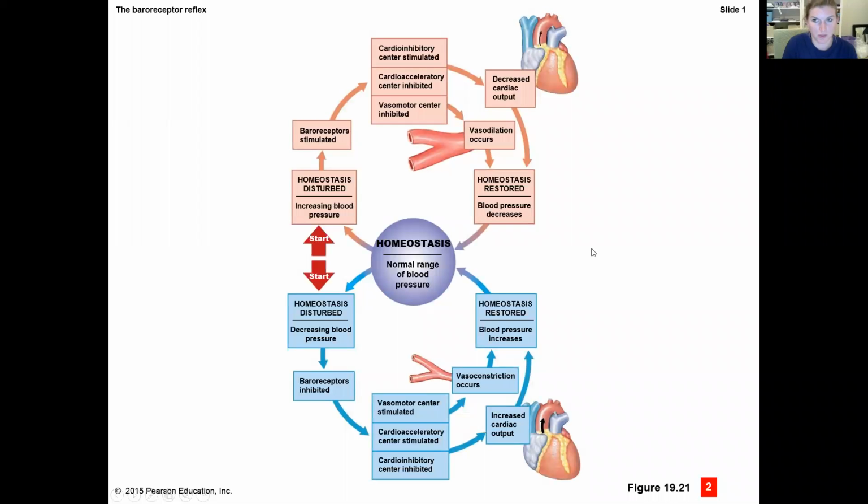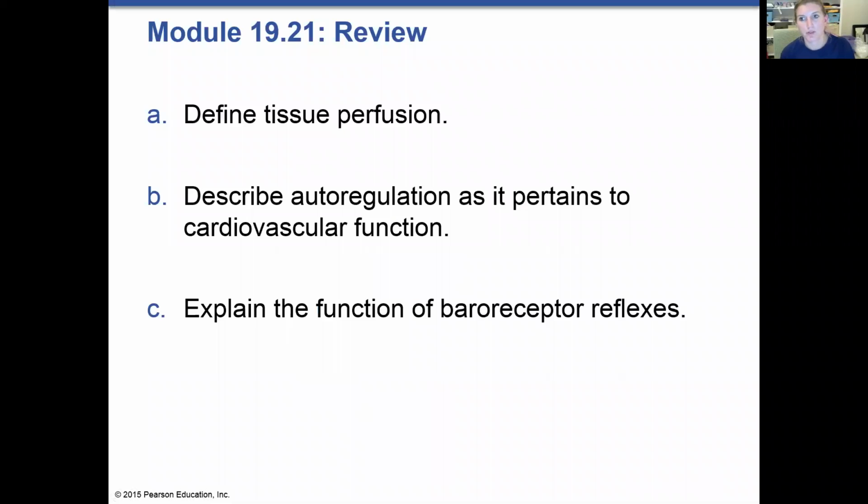And that's exactly what this graphic organizer, this depiction, is showing you. Pick a direction to start. You have a decrease in blood pressure, so your baroreceptors are inhibited. That's going to activate your vasomotor center, get your cardioacceleratory center stimulated, inhibit the cardioinhibitory center, increasing cardiac output, constricting your vessels, getting your blood pressure back up, and vice versa for increasing blood pressure. You can pause the video here, go back and review this little section.